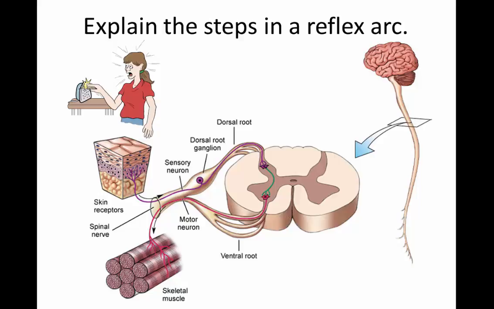So let's start with the skin and the skin receptors. There are receptors in the skin for heat. And so when she presses up against the hot iron, those skin receptors will actually sense that heat and then send a signal along a sensory neuron. The sensory signal will then run up the sensory neuron, travel up through a nerve, and then into her spine.